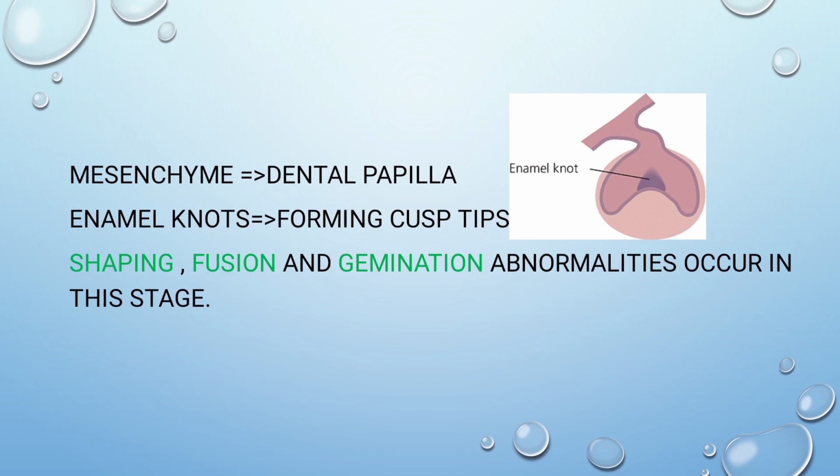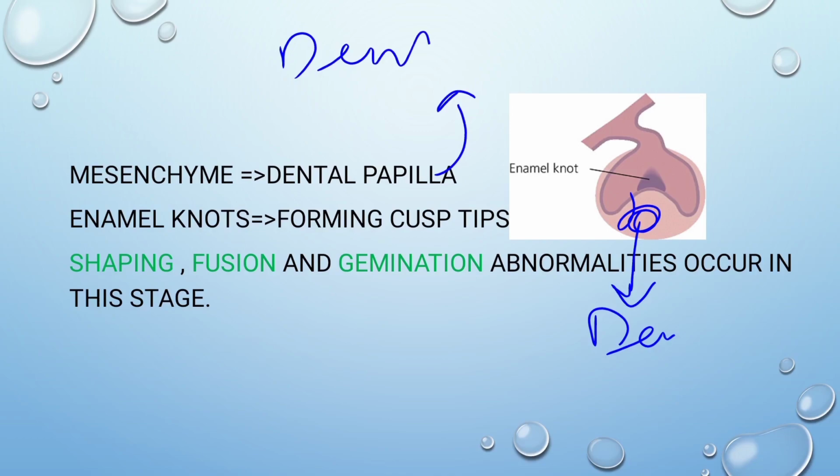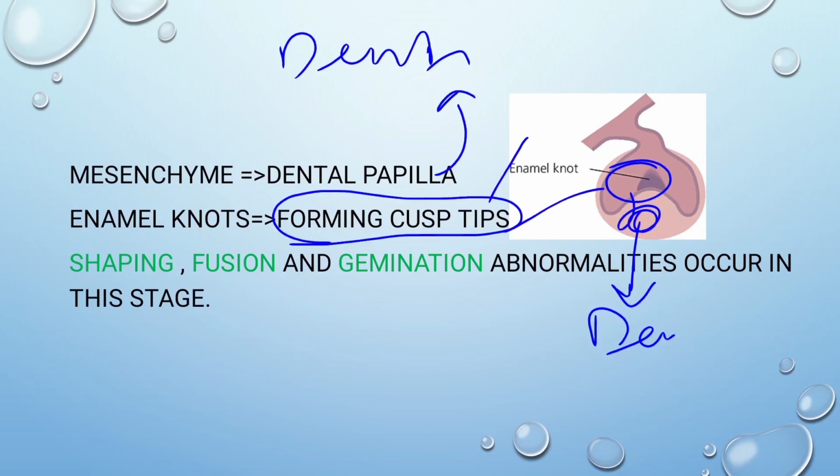This is the mesenchyme, which will give rise to the dental papilla, which eventually will form the dentine and pulp of the future teeth. And these are the enamel knots, which are non-dividing cells that will form the cusp tips. The abnormalities of the cap stage include the shaping, the fusion, and the gemination in this stage.